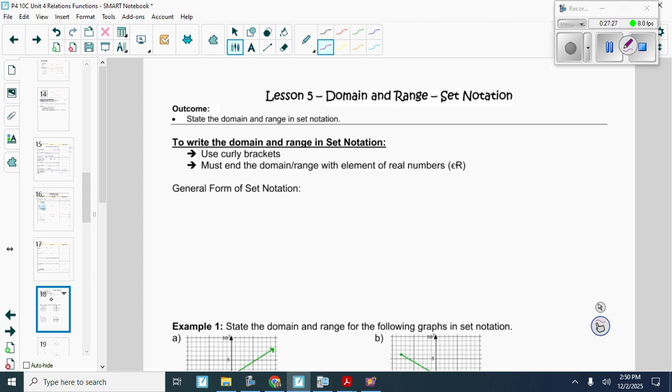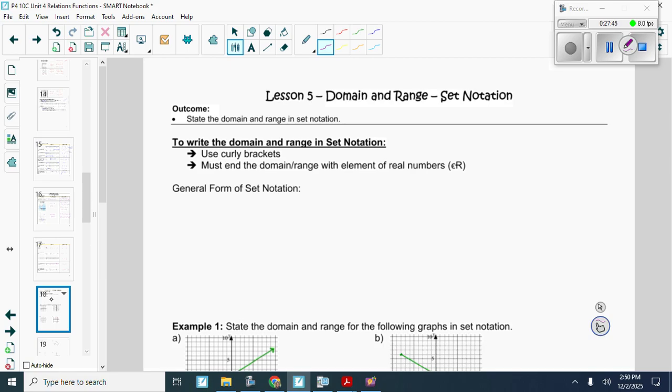This was the exciting part. I wanted to talk to you about set notation. I'm sorry, I just have another page. There we go.